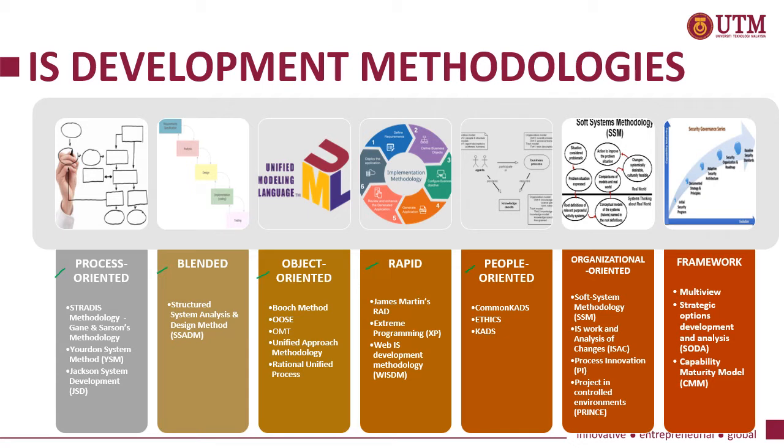Number 5, people-oriented, such as Common CATS, ETHICS, and CATS. Number 6, organizational-oriented, such as Soft System Methodology, IS Work and Analysis of Changes, Process Innovation, and Project in Controlled Environments. And lastly, number 7, framework, multiview, strategic option development and analysis, and capability maturity model.